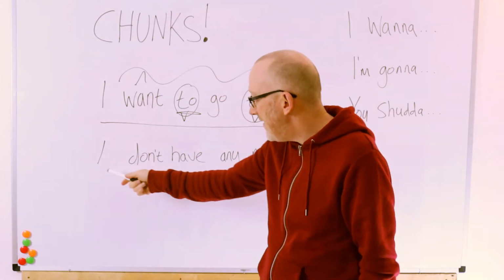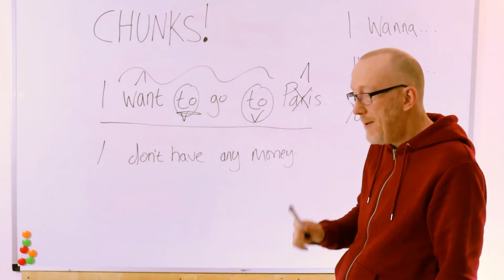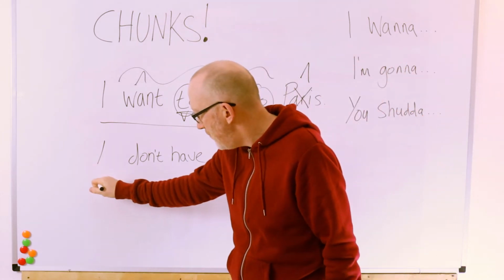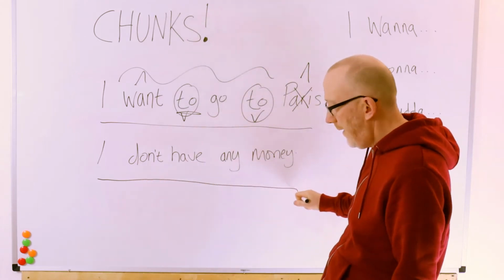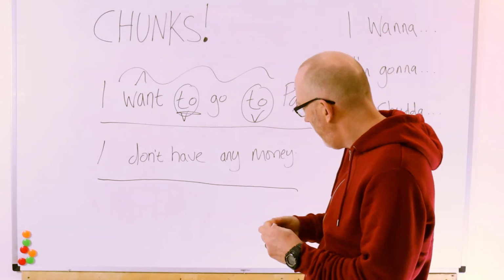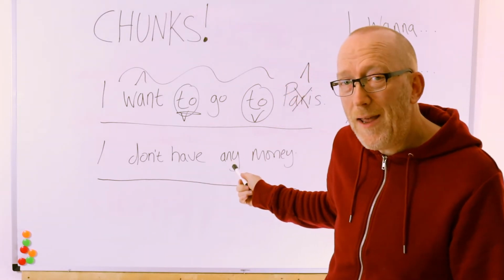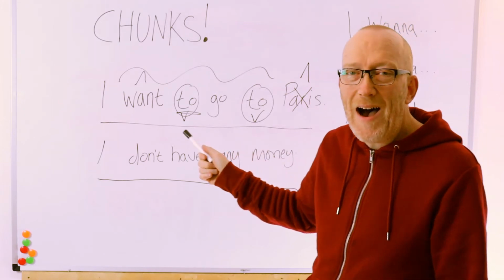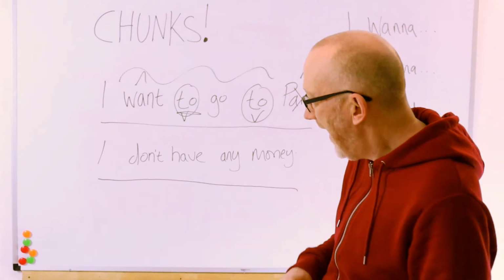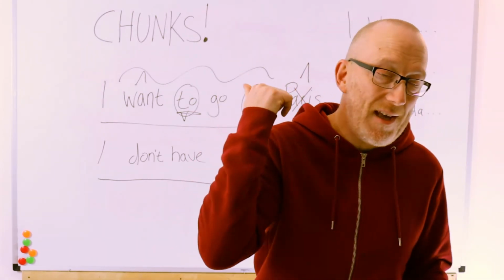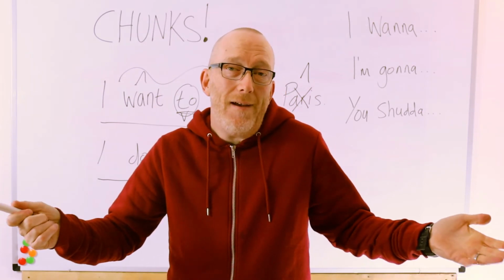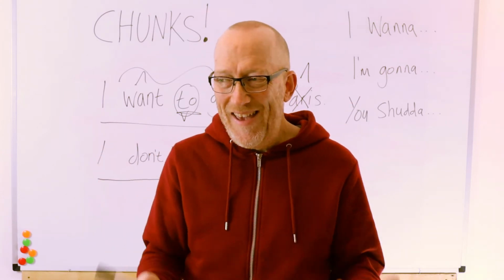Right, let's look at the second example. I don't have any money. Again, pronouncing each individual word gives you a kind of monotone. There's no rhythm to it. Whereas I would say this, I don't have any money. I don't have any. Yeah, it's got a rhythm to it. I'm using connected speech, I'm using stress, I'm using intonation. And that, my friends, is what chunking is.